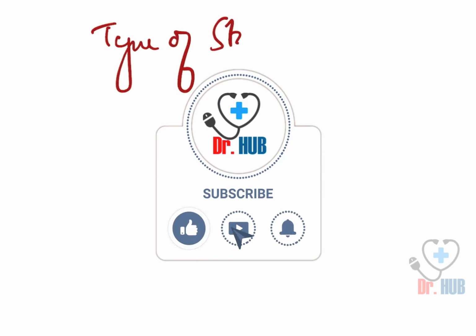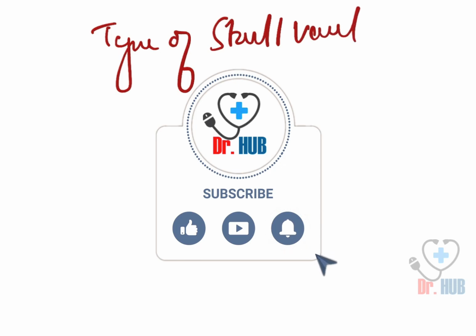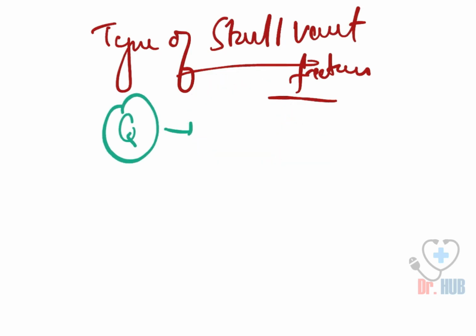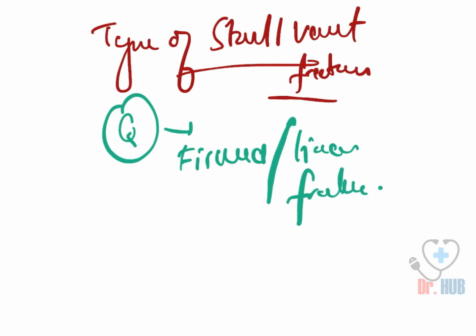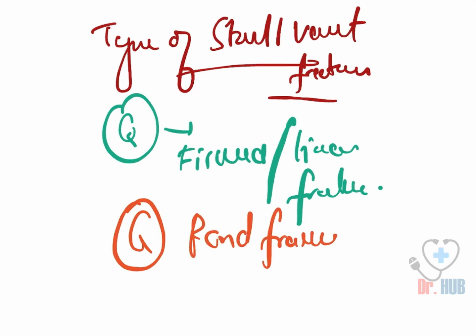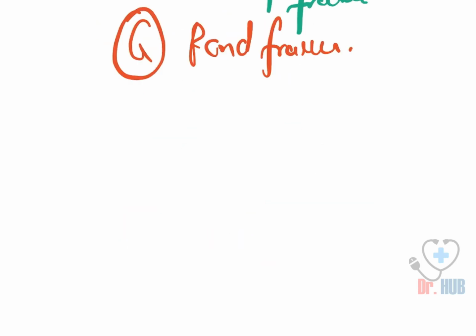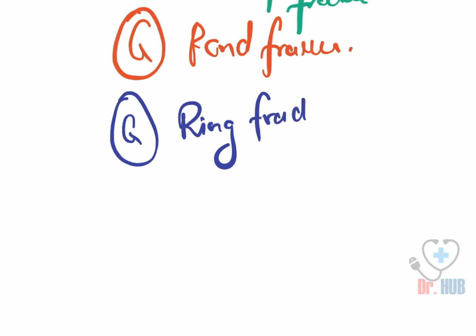Types of the skull vault fractures. Looking at the types of the skull vault fractures, the questions are: what is a fissured or the linear fracture? Next, what is a pond fracture? And lastly, what is a ring fracture? So we'll learn these questions.